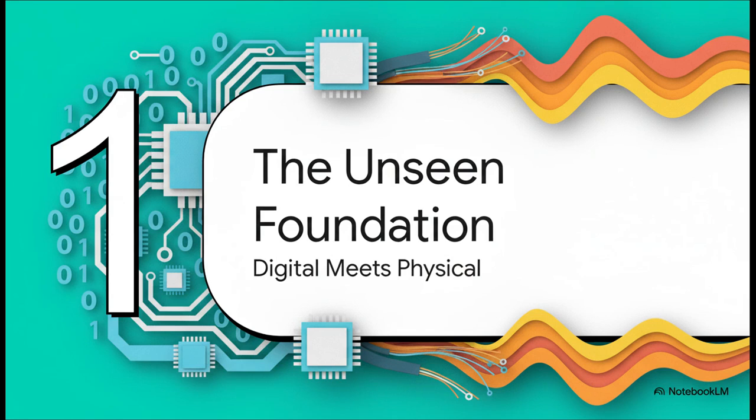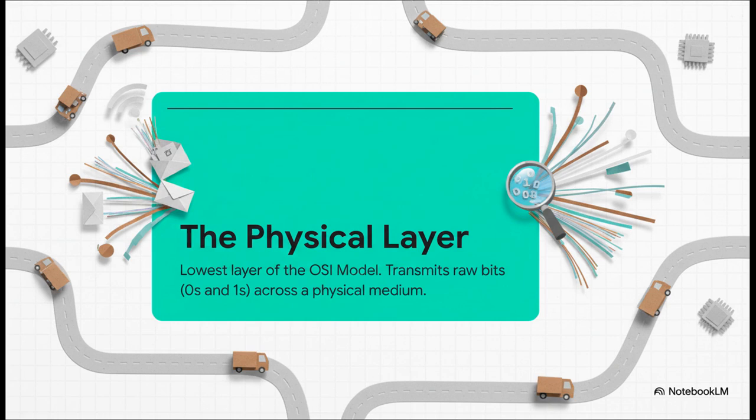We're going down to the very bedrock of how the internet works, Layer 1. This is that critical point where the digital world meets the physical one. It's where all the abstract software and code finally has to become real. So what is it really?